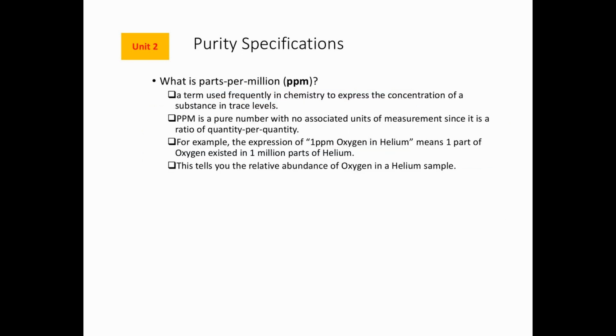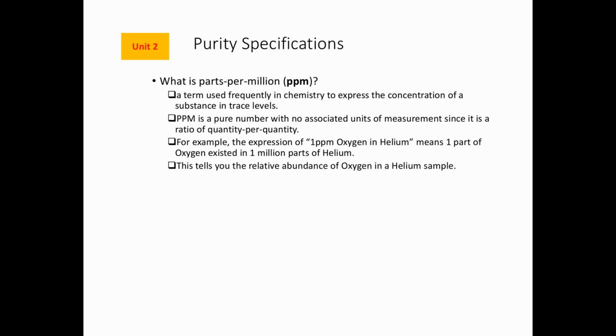What's a ppm? ppm is called parts per million. It's a term used frequently in chemistry to express the concentration of a substance at trace level. ppm is a pure number. It's a number with no associated unit of measurement since it's a ratio of quantity per quantity. So you tell me it's 10 ppm, you don't give me the unit. It's 10 ppm by mole, by volume, or by weight.